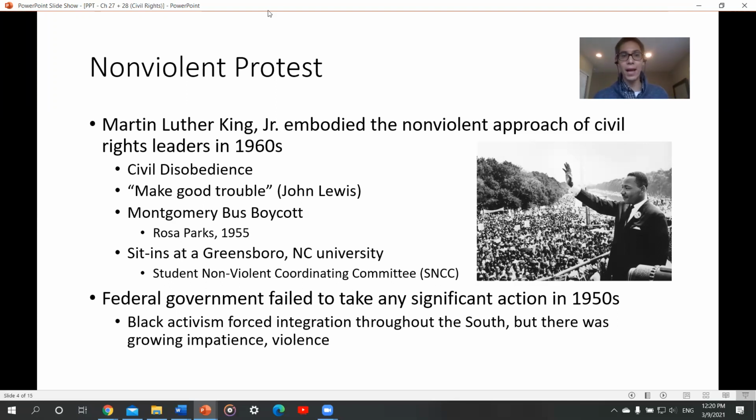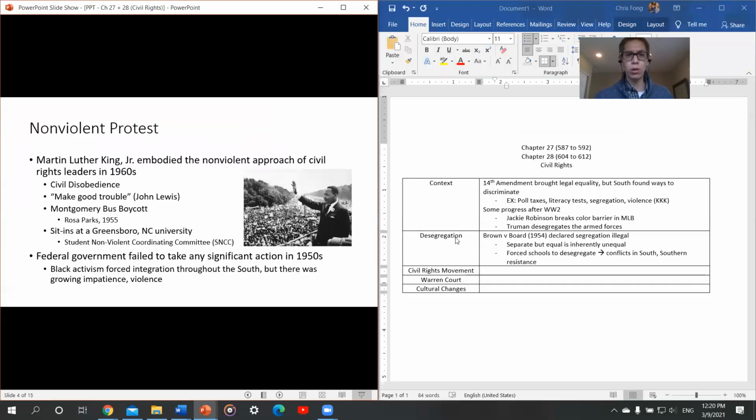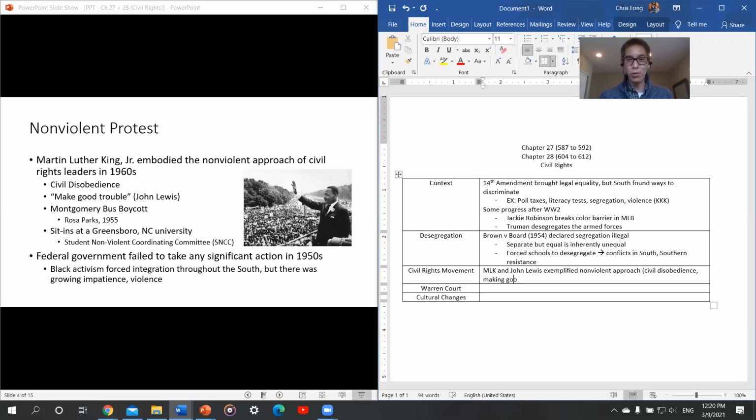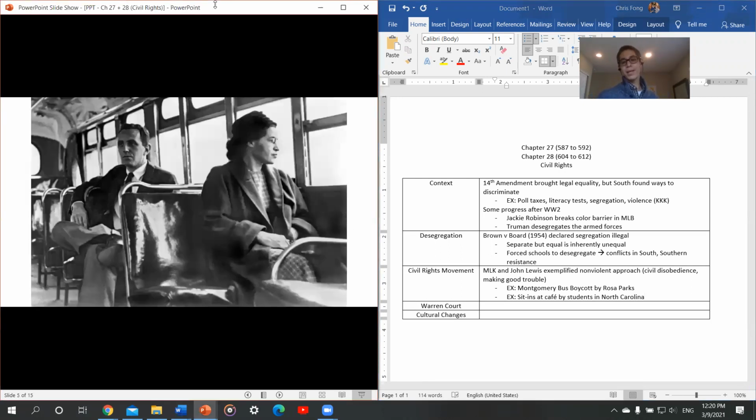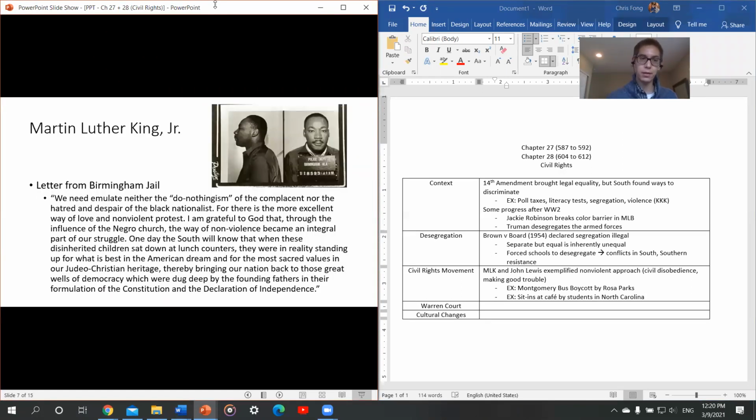And so there begins to be a lot of growing impatience among the Black community, and some people turning to violence. And we'll learn about Malcolm X shortly. So we'll say MLK and John Lewis kind of exemplified a nonviolent approach, sometimes called civil disobedience or making good trouble. Some examples of this is the Montgomery bus boycott by Rosa Parks and others, and then sit-ins at a cafeteria or at a cafe by students in North Carolina. Those are the 2 photographs that we saw. But again, no real federal legislation yet.